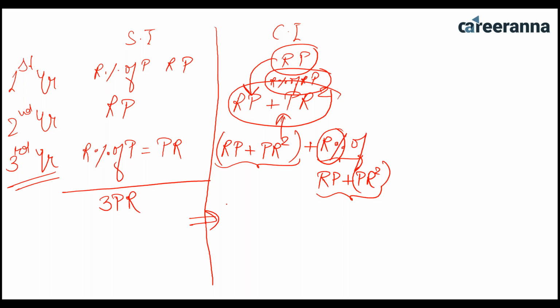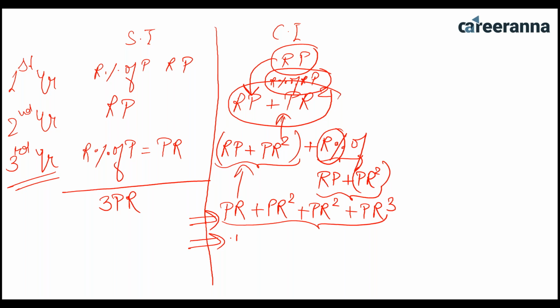Now this will be what? This will be PR, this thing I'm taking, plus PR square. Now R% of PR, this will be again what? PR square. And R% of P, this will be PR cube. Okay. Now this is basically this horrible thing, which is very dangerous, or it is looking like this. So this will become PR plus 2PR square plus PR cube.